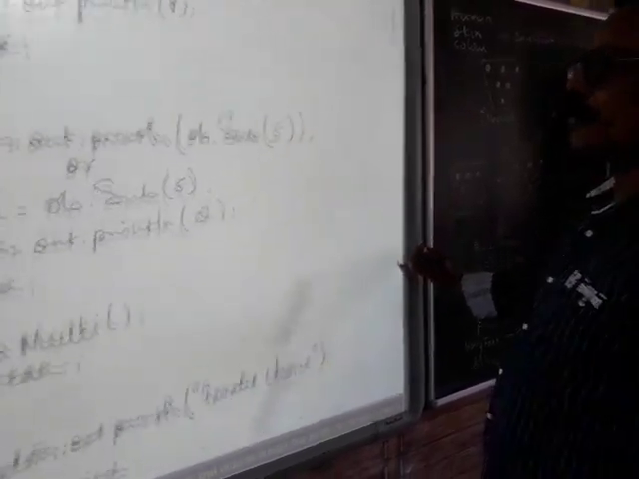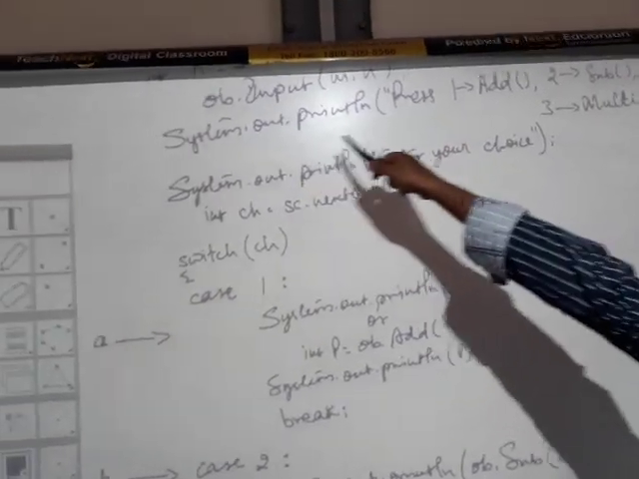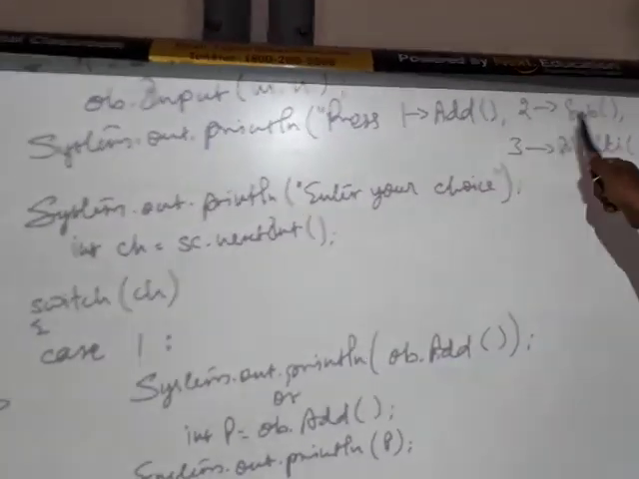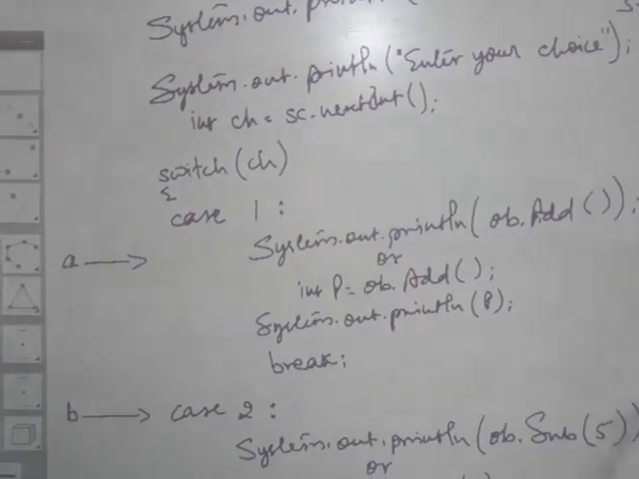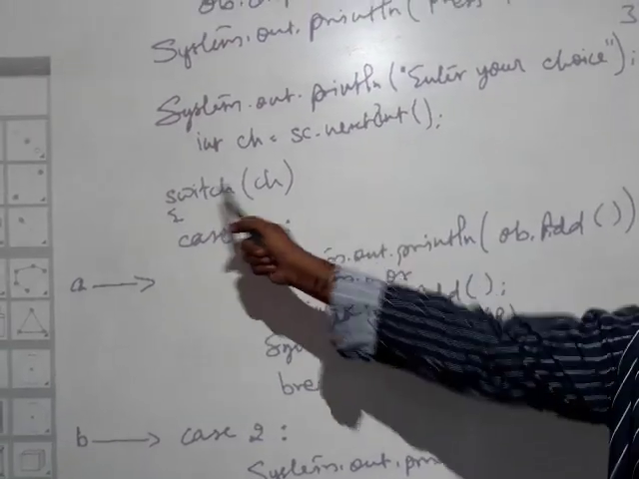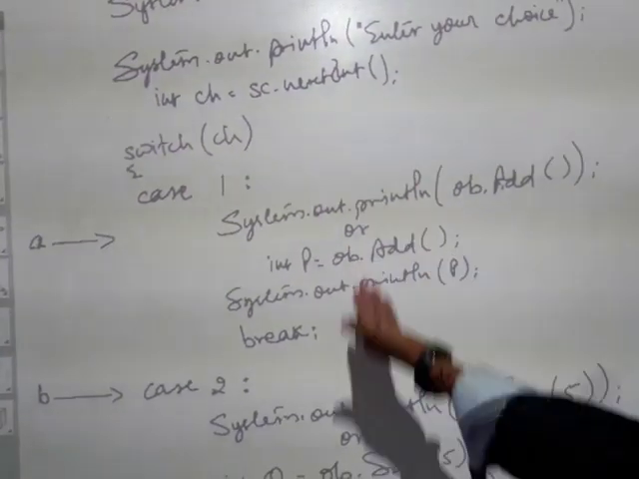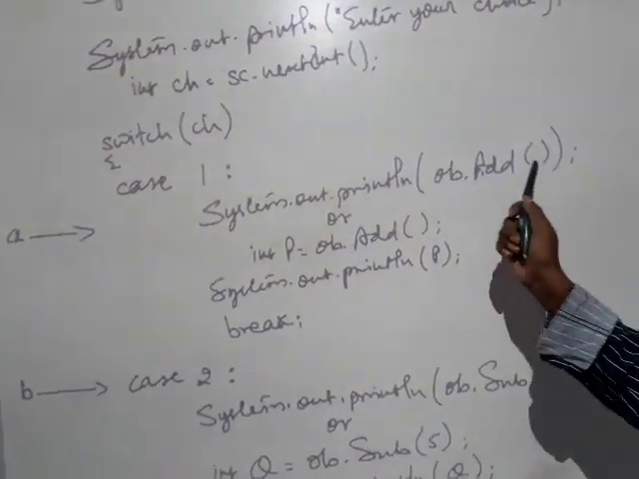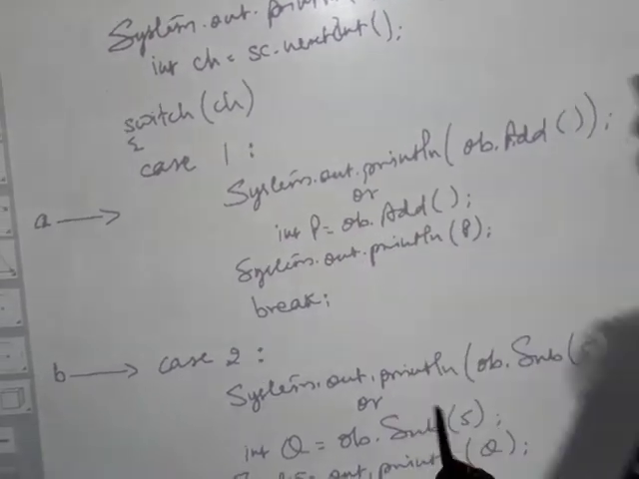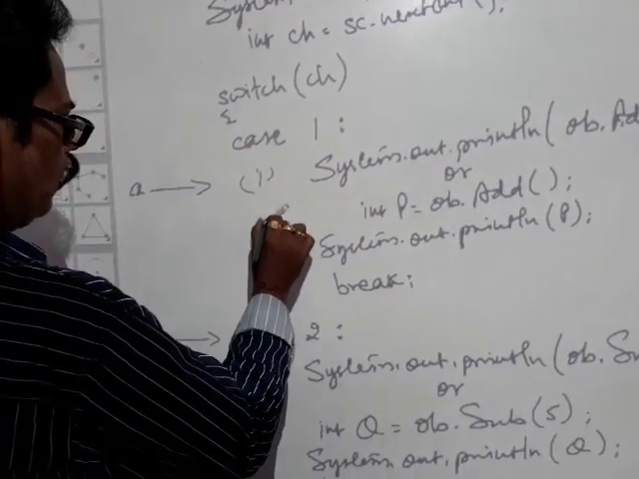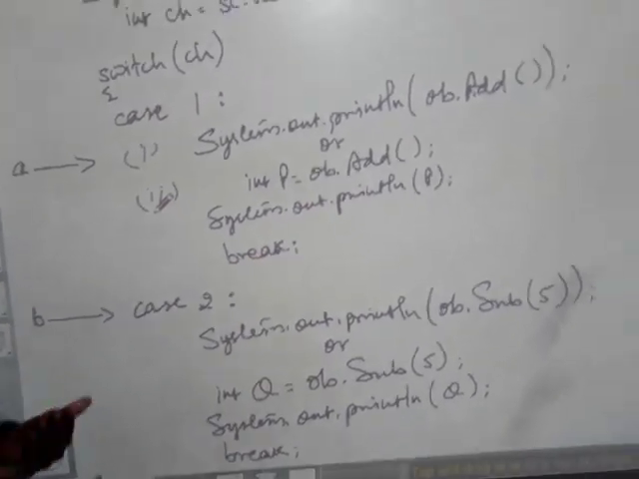After having invoked this input function, we move on to the choice. System.out.println: 1 for add, 2 for subtract and 3 for multi. Enter your choice. We take a variable of your choice, accept the choice, pass it into a switch block, and then case 1, as we have done. System.out.println ob.add. The first one is add, second is subtract, third is multi. Either you do this or that, and after having done either of them, use break, because a case ends with a break statement.